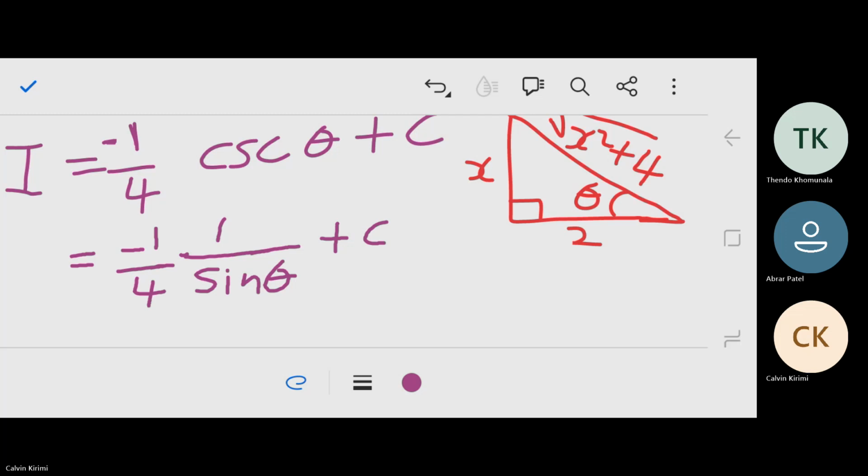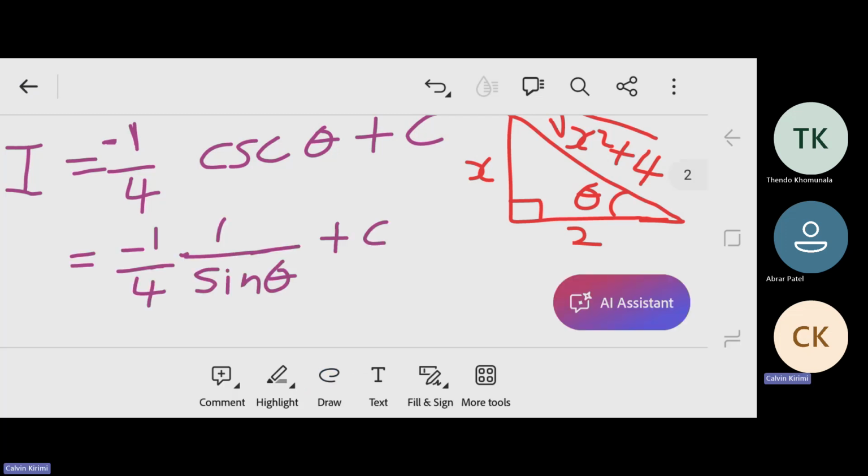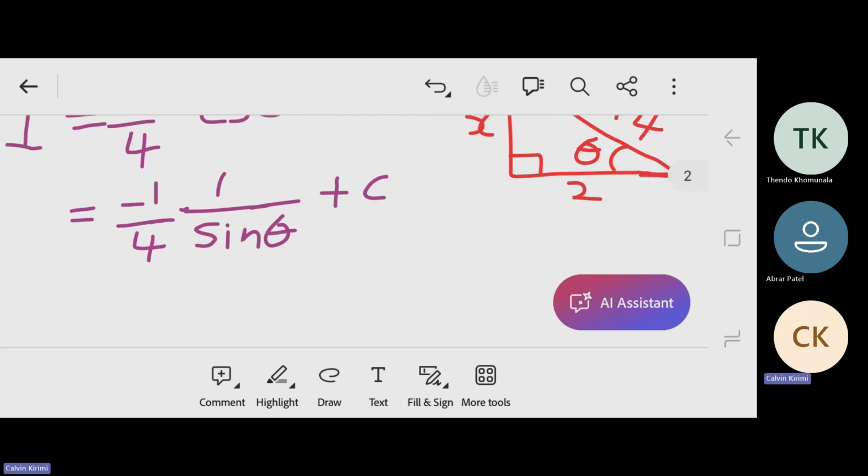So from our diagram, what is sin theta? Sin theta is x over root of x squared plus 4. So if sin theta is x over root of x squared plus 4, which means it is opposite over hypotenuse, now it is the reverse: the hypotenuse over the opposite. So that's what we are going to do now.